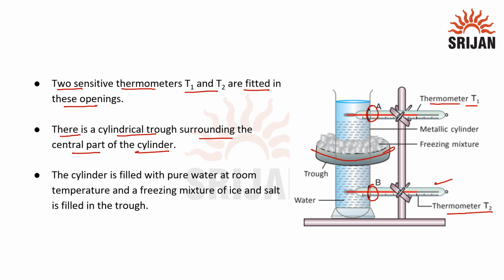There is a cylindrical trough surrounding the central part of the cylinder. So here we have the trough which is filled with freezing mixture. The cylinder is filled with pure water at room temperature. So this is the cylinder which is filled with pure water at room temperature. And a freezing mixture of ice and salt is filled in the trough. So here we have the trough where the freezing mixture, that is the mixture of ice and salt, is filled.